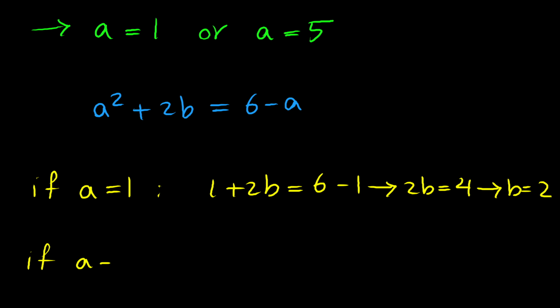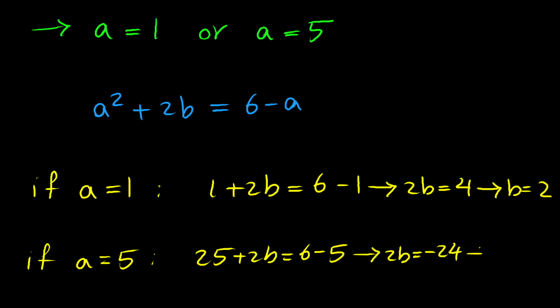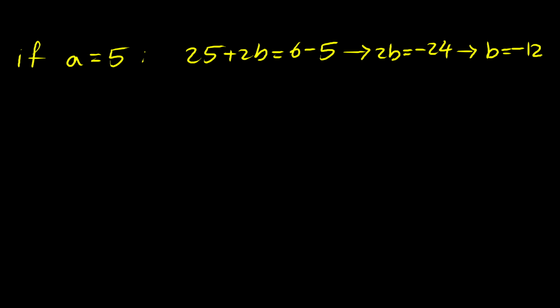But if a equals 5, we're going to have 25 plus 2b equals 6 minus 5, which means that 2b will equal negative 24, which means that b will equal negative 12. So that means that we have two cases for the values of a and b. So let's go ahead and recap everything we know up till this point.